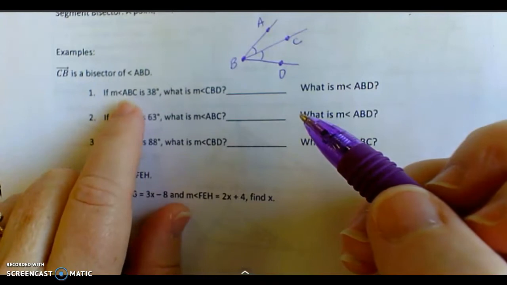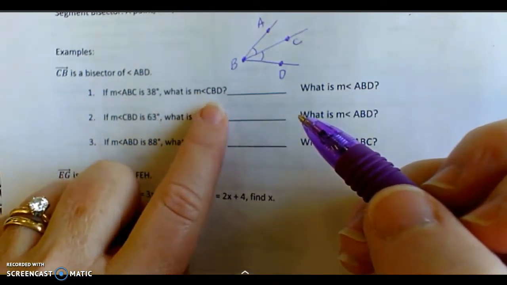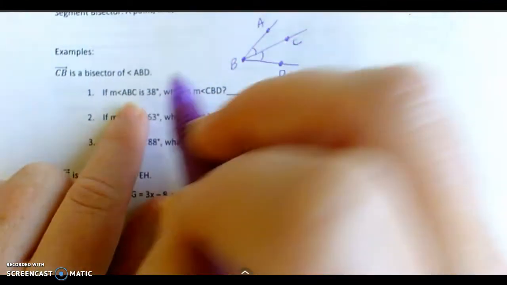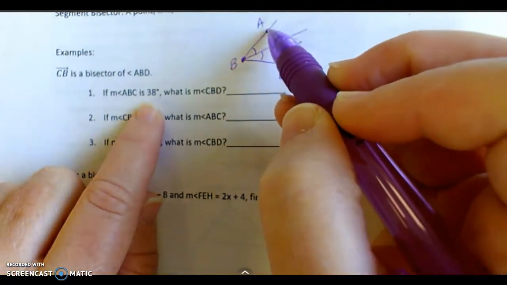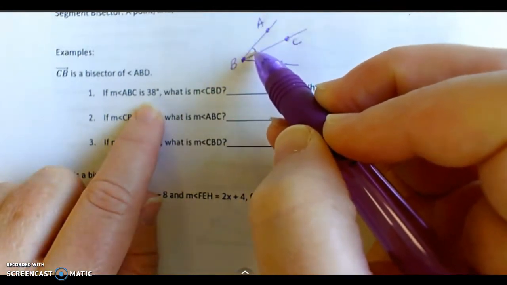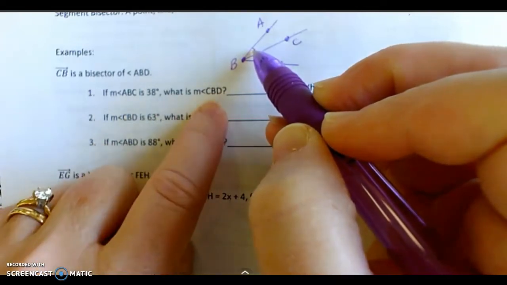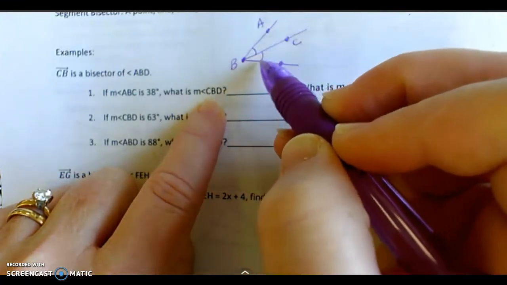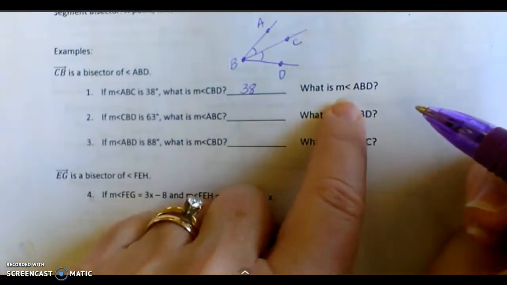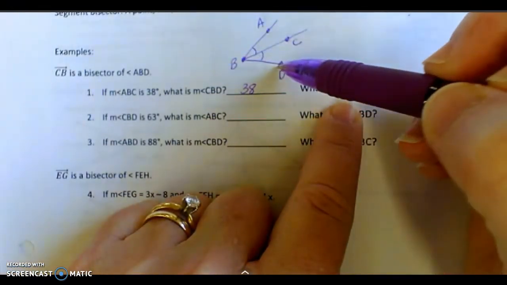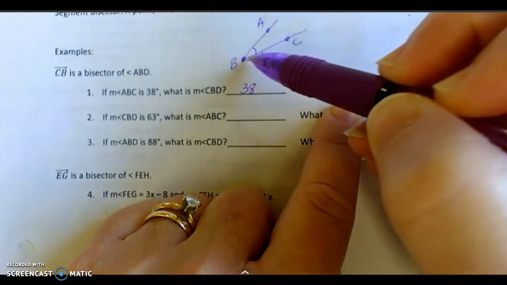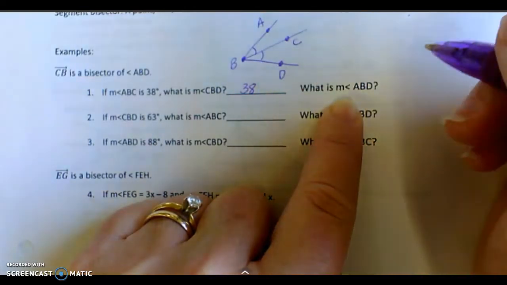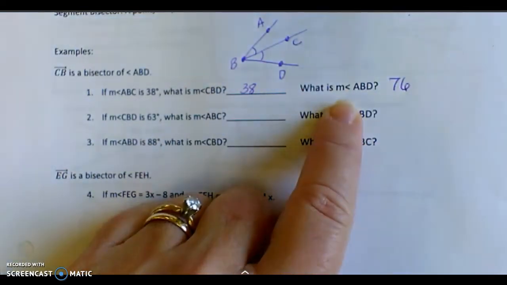So first of all, it says if ABC is 38, what is CBD? Okay. So ABC, notice this ABC is the little part. So it's this part right here. It's 38. And so it says, well, what's CBD? Well, if this is a bisector and this is 38, this is also 38. Then it says, what is ABD? So if this is 38 and this is 38, you add 38 together twice, or do 38 times 2, and you'll get 76 for ABD.